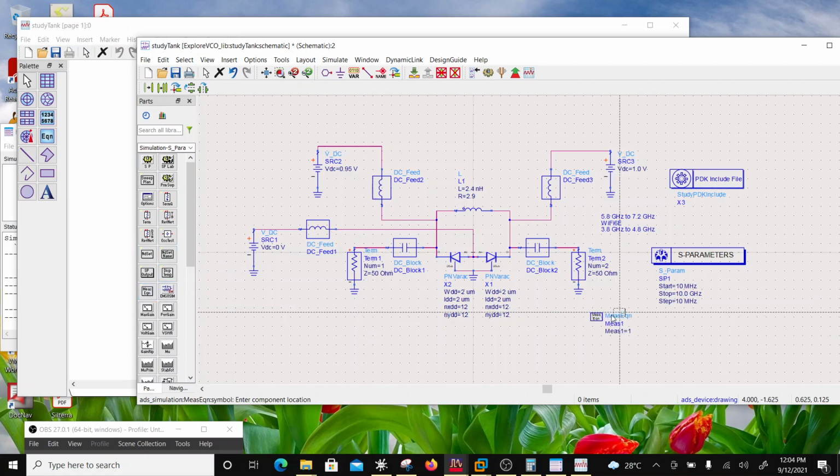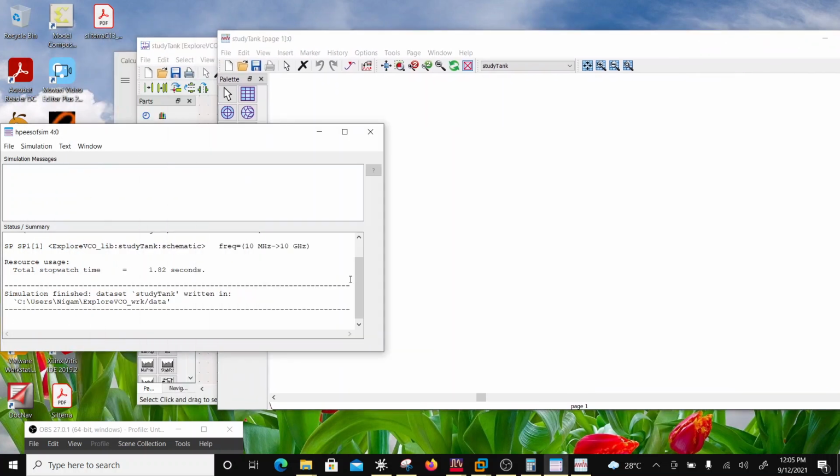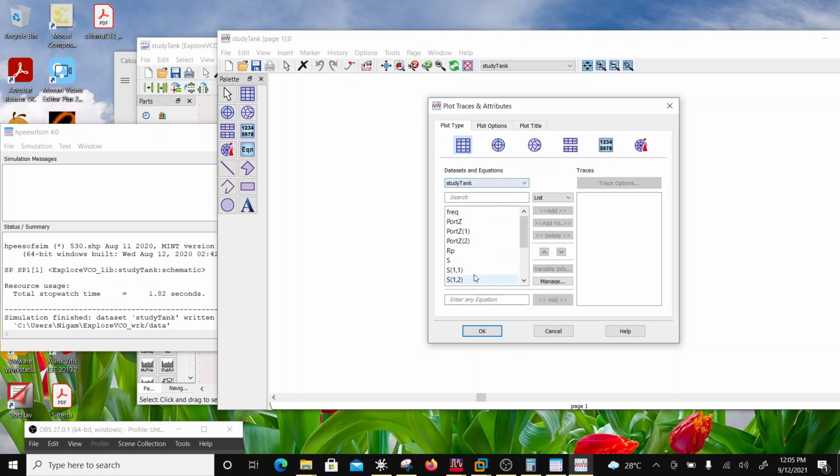Okay, and here the equation I write for RP. RP is equal to real of 1 divided by minus Y12, right? Okay, so let's simulate that. Let's see if there is an equation error. No, there is no equation error. So here RP should be available. So this is RP. Let's look at that.